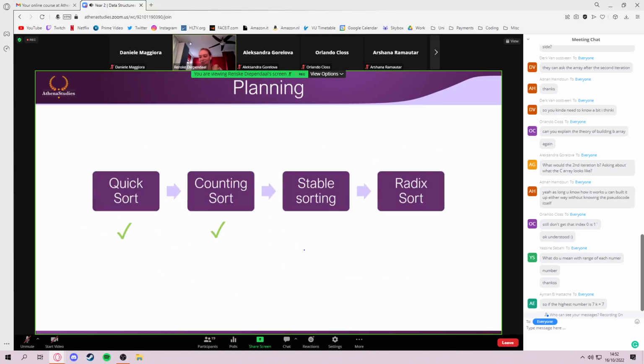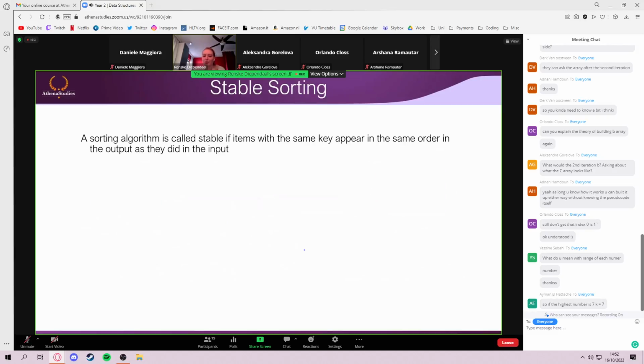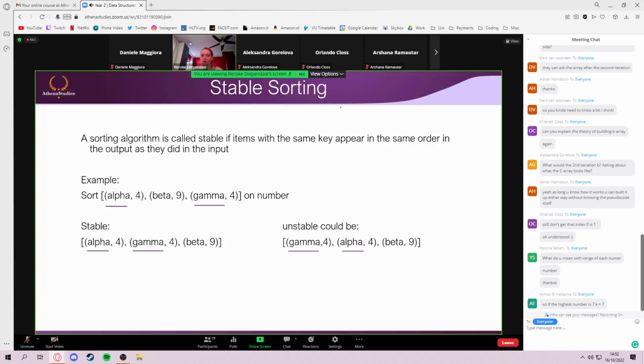All right, so this was counting sort. Let's move on to stable sorting, which is very quick, by the way. So a sorting algorithm is called stable if items with the same key appear in the same order in the output as they did in the input. So let's say we want to sort this, and we sort it on the number, right? So just focus on the 4s and the 9s. Then you could get something like this. So you get alpha 4, gamma 4, beta 9. And then the alpha and the gamma appear in the same order as they did over here.